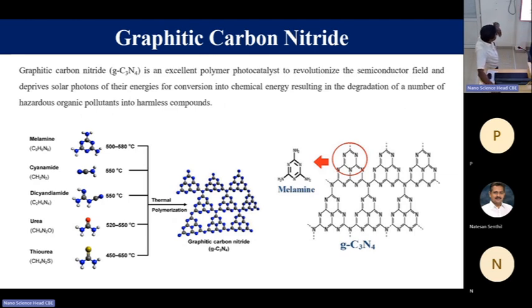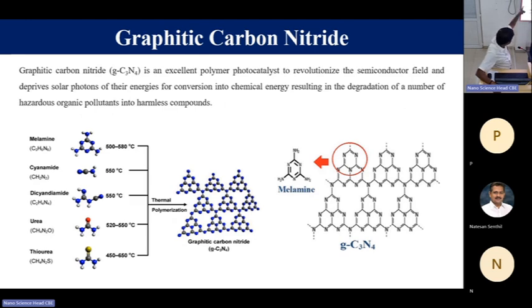Again, the next important one is graphitic carbon nitride. This is a kind of two-dimensional material nowadays. Instead of graphene or reduced graphene oxide, they are using graphitic carbon nitride. This is also a kind of 2D material that can be useful for several applications. That's the general formula. Everything is here. Next slide.